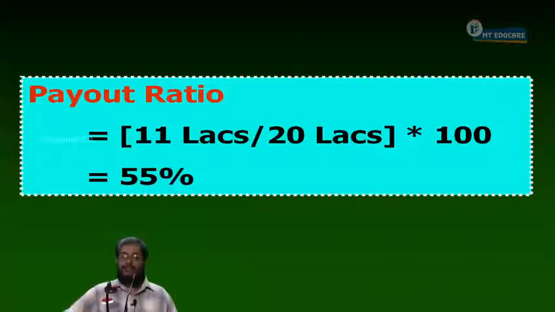Because KR, tell me what is KR? Cost of retained earnings. IPCC na? So KD means cost of debt. KP means cost of preference. KE means cost of equity. Like that KR. Because KR is less than KE, due to absence of what? Flotation cost.